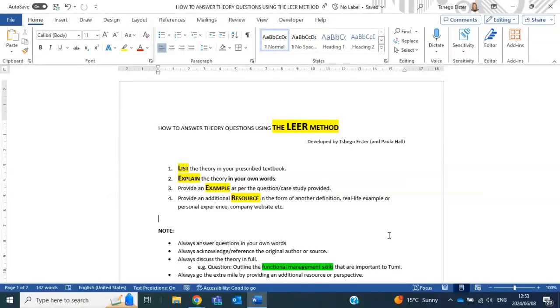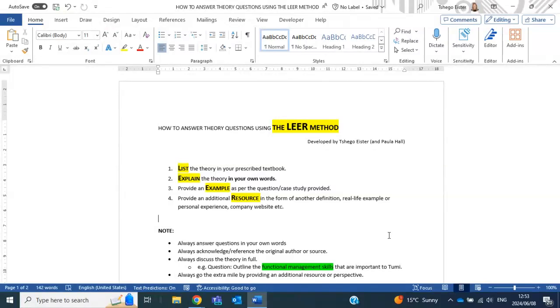This method was developed by myself, Tseho Aister, and Paula Hall. I've put her name in brackets there because she really didn't want to be acknowledged for this, but I was able to develop this because of a discussion that I've had with her. And I'm the type of person that likes to give credit where credit is due.